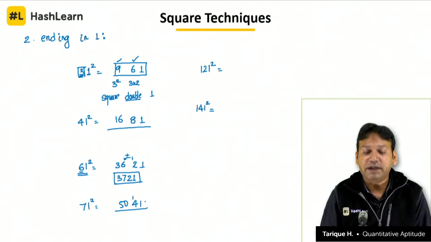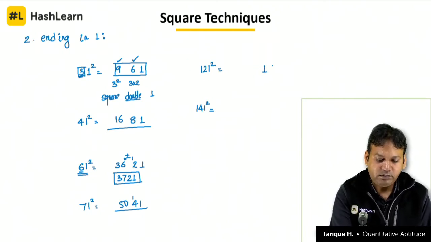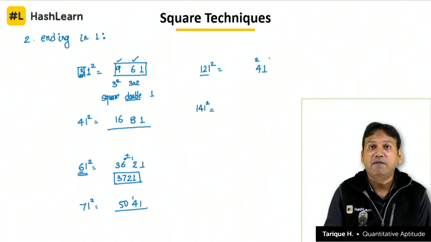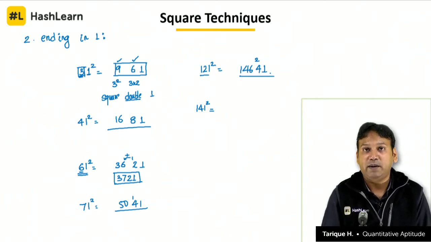We can use it for 3-digit numbers also. So we have 121 square, 1 is here, double of 12 is 24, so carry is 2. And what is the square of 12? 144 plus 2, 146. So final answer writing directly here 14641.